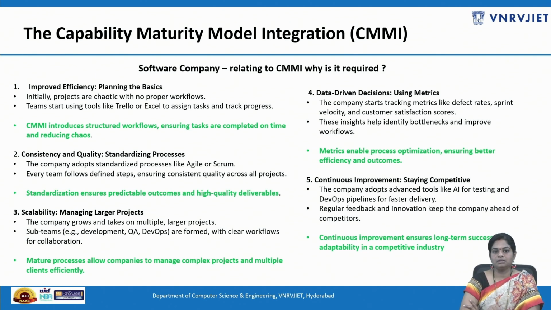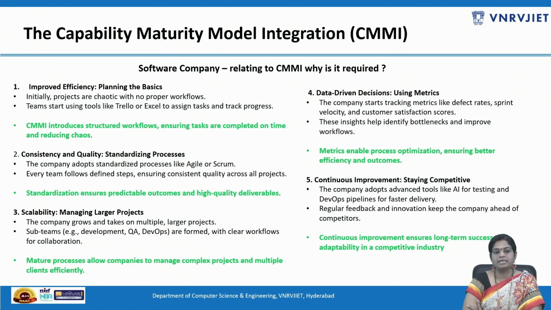The next one that the CMMI level tries to bring to those companies is consistency and quality, like standardizing the existing processes for better development and to achieve quality. Here they try to follow models like Agile or Scrum. Every team follows some predefined steps, making the quality consistent across all projects. The tagline is: standardization ensures predictable outcomes and high-quality deliverables.